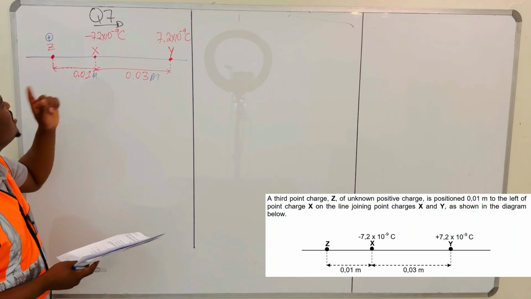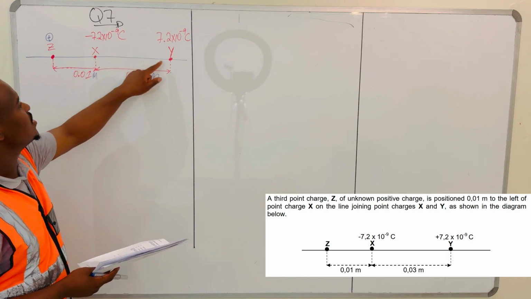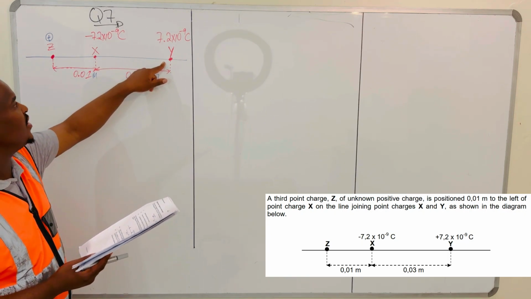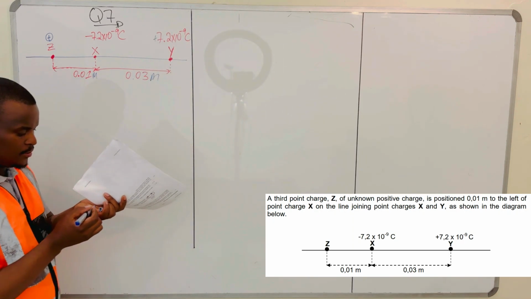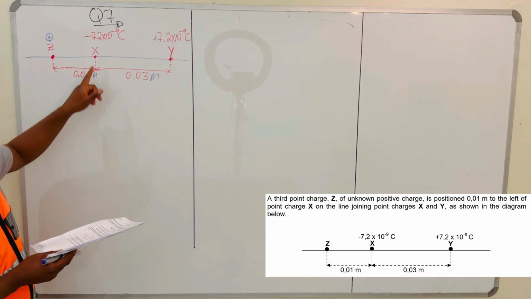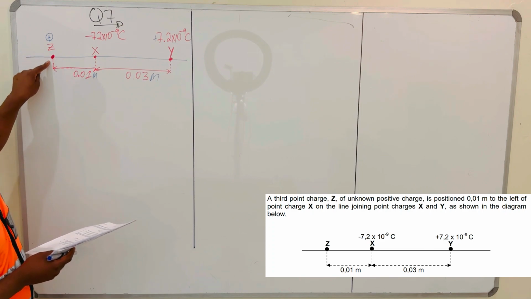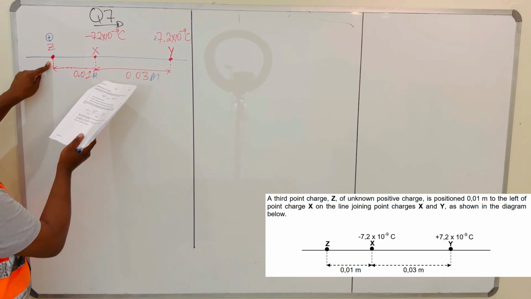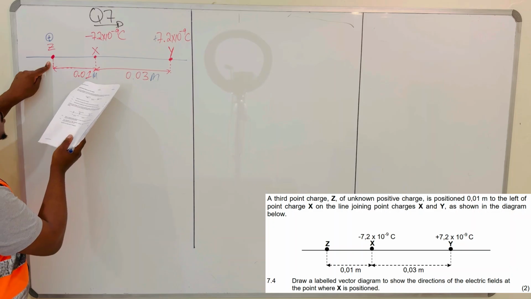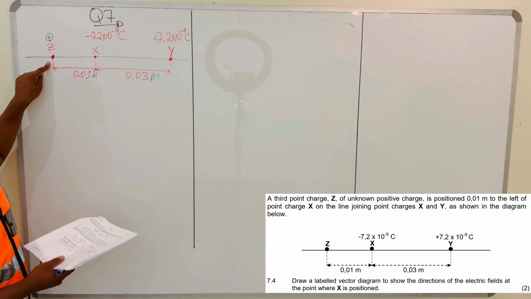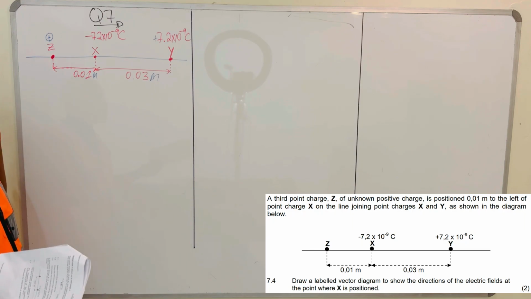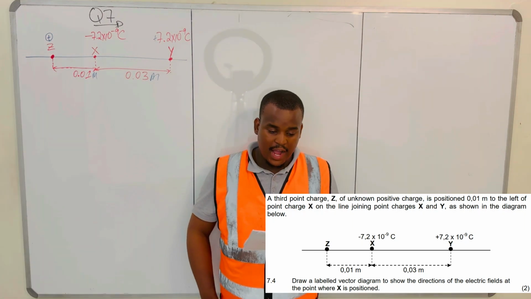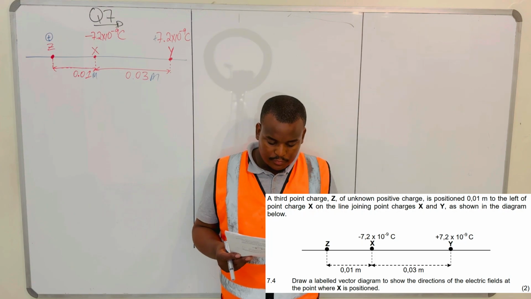So on the first question, you're given X and Y, and that's all you're given, along with the respective charges of X and Y. Now they're telling you another charge, Z, is placed 0.01 meters on the left of X. That's all they tell you. So no problem. Now let's do 7.4.